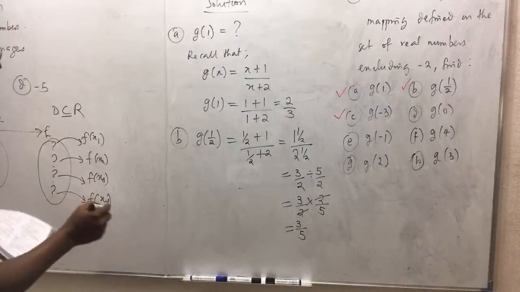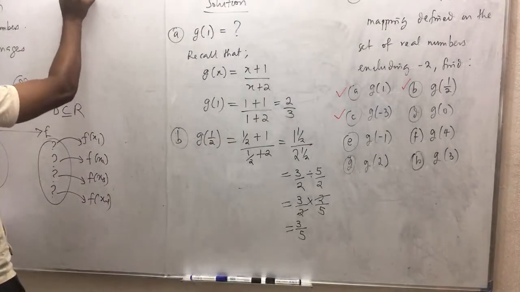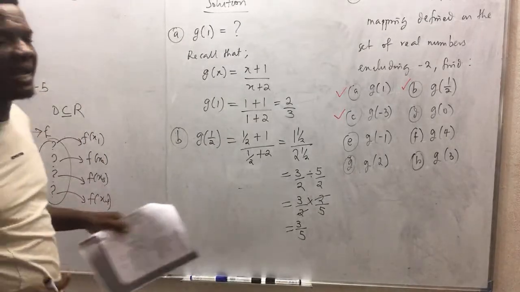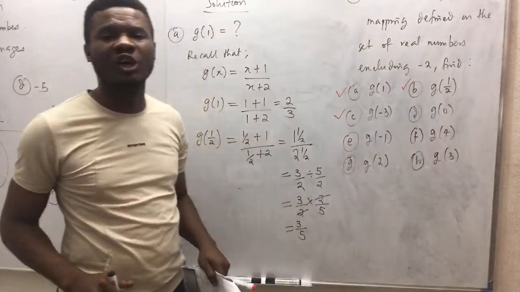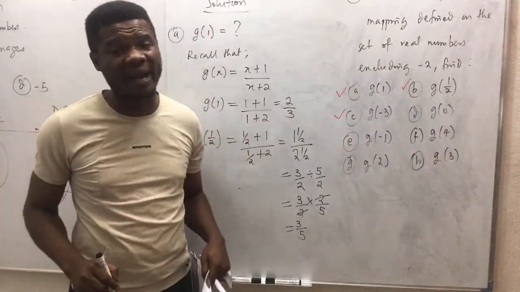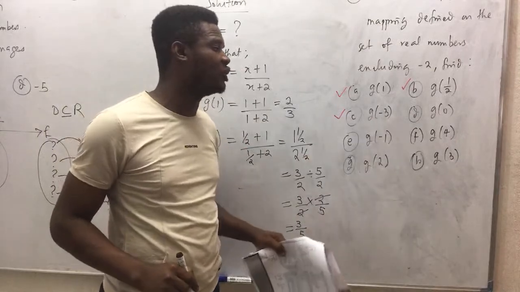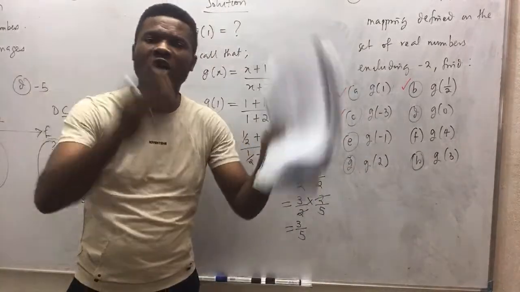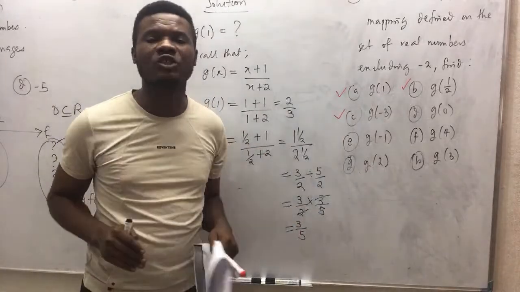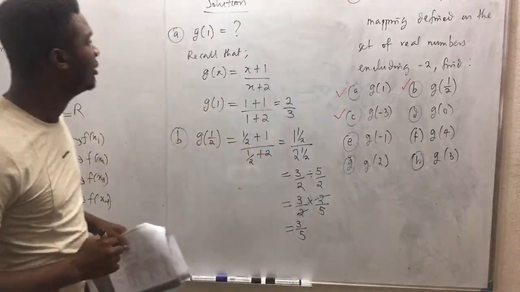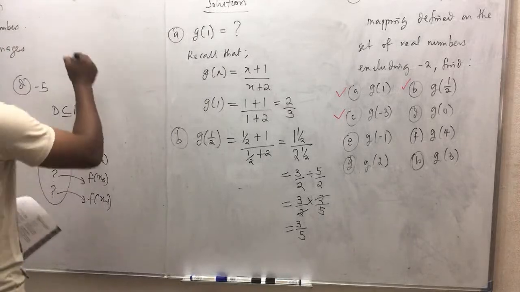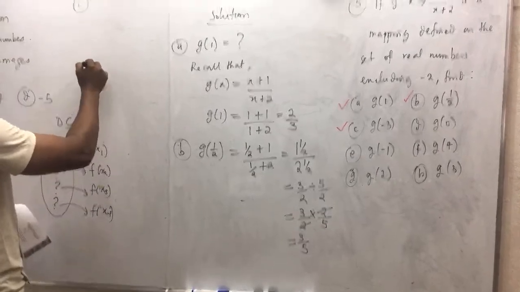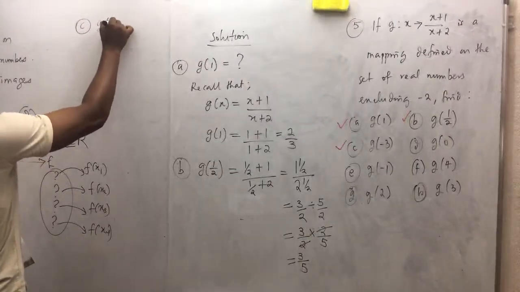Now, let's go to the last one, C, that I said I will do. Please, guys, I am leaving you to get g of 0, g of minus 1, g of 4, g of 2, and g of 3. Please solve them and get back to me in the comment section or through the email on my YouTube channel. So let's get the final one done before we go over to question 6. So g of minus 3.